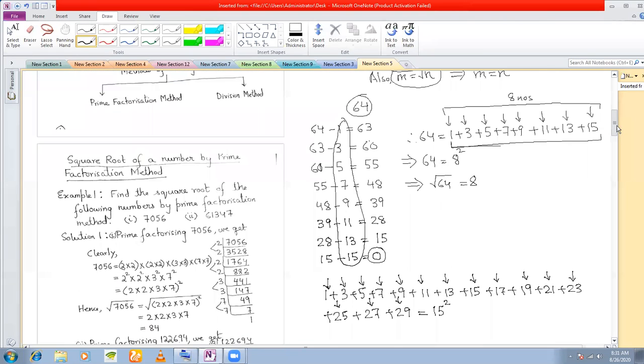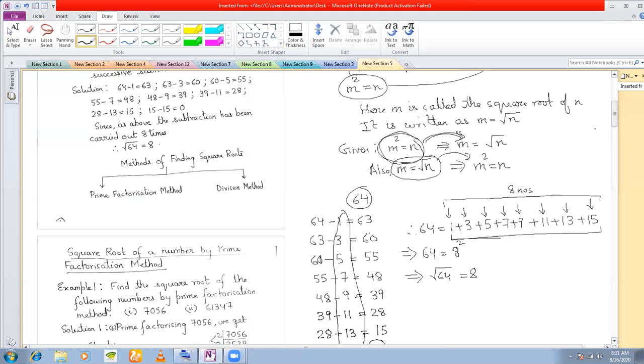Next, we come to the methods of finding the square roots. What are the methods of finding the square roots? The methods of finding the square roots are two, which we must know. One is the prime factorization method, and the other is the division method. In fact, the division method is a better method, because in this way you can find out the square root of any number that is given to you.